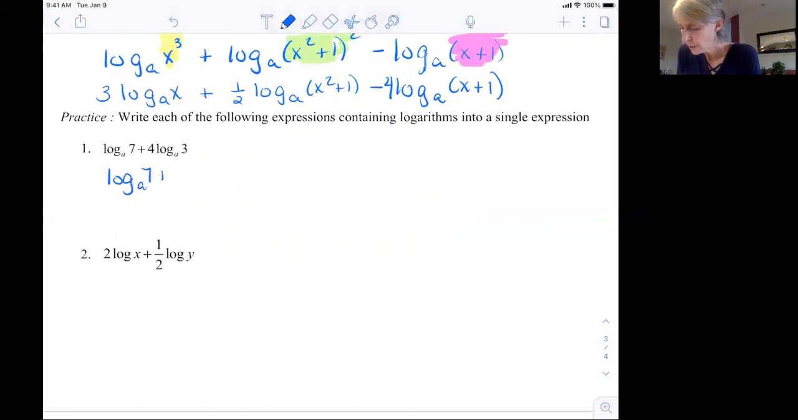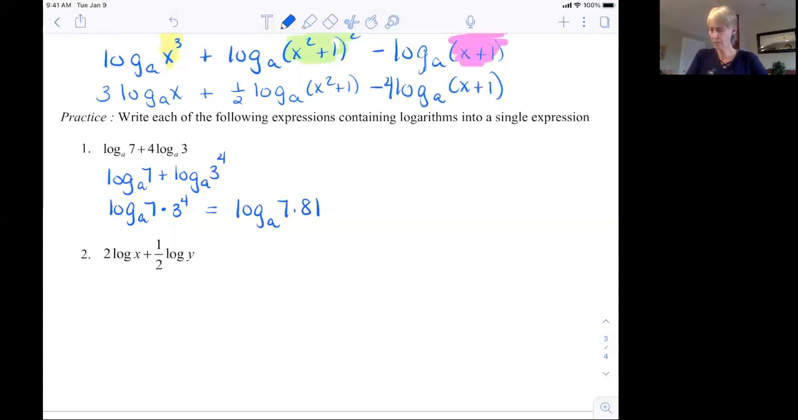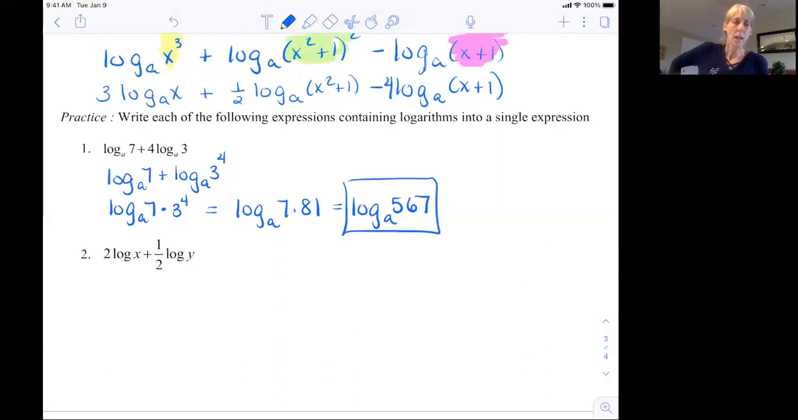Log base A of 7 plus log base A of 3 to the 4th. Log base A of 7 times 3 to the 4th. That's going to be 7 times 81, I believe. And I can't remember what I got for that answer. Seven times 81. So this is going to equal log base A of 567. I think the ones with the x's for these examples are a little bit easier.